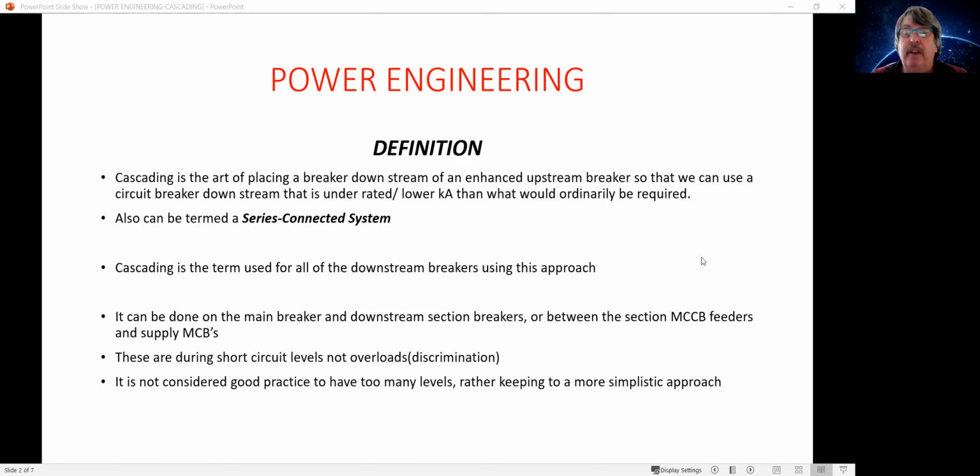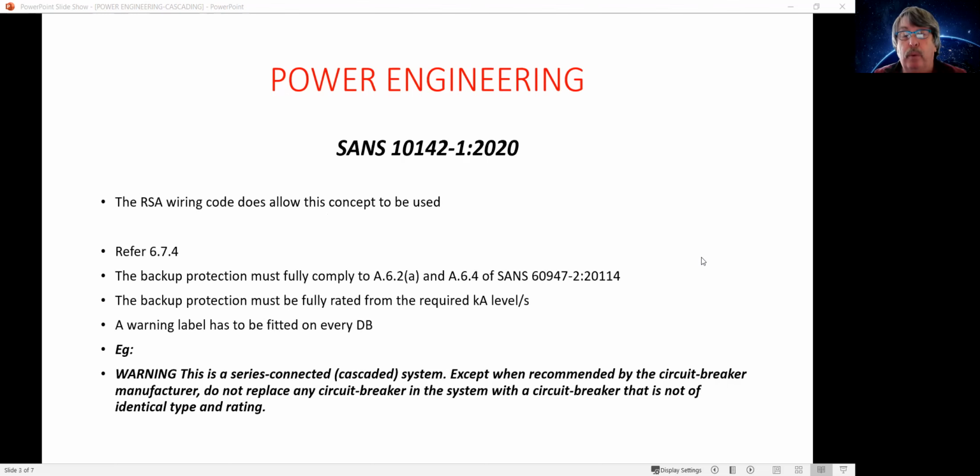This is not in the overload area. We would still have to look at discrimination being a normal overload level. Short circuit level is where we are having a look. And you basically have two fundamental areas you can look at. You can look at your main feed incomer and the section breakers going out from there, and you can have a sub DB panel where you have your sectionalizer multi-case circuit breakers and your smaller breakers going out from that panel board.